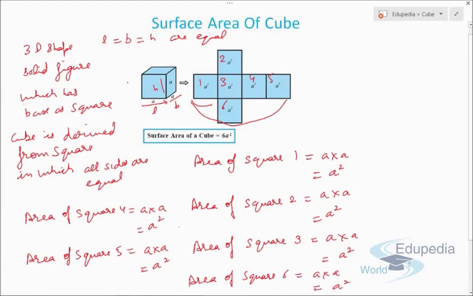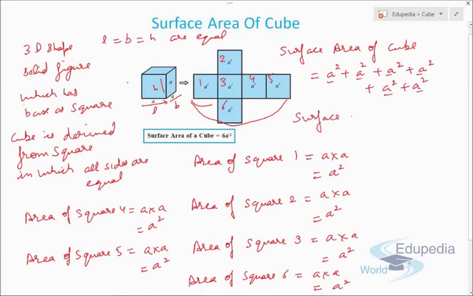Now we have the 6 parts, so we need to add all these 6 parts. So surface area of cube will be equal to A square plus A square plus A square plus A square plus A square plus A square. So we have 6 parts, 1 2 3 4 5 and 6. So surface area of cube is equal to 6A square. This is how we can derive the formula of surface area of cube.